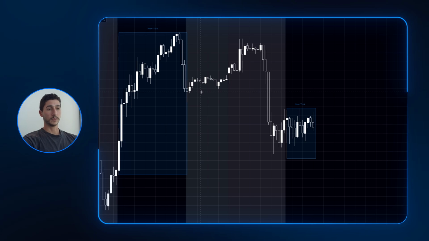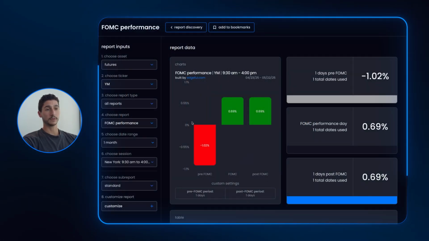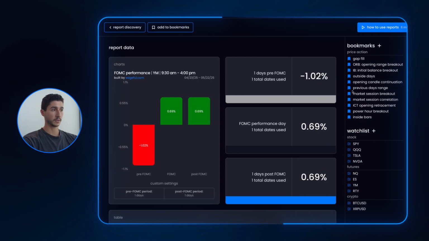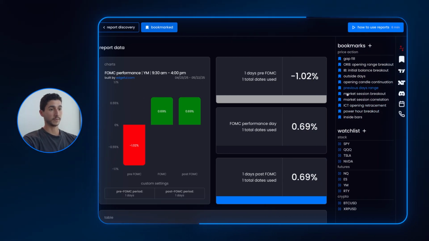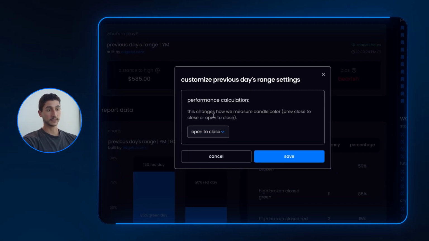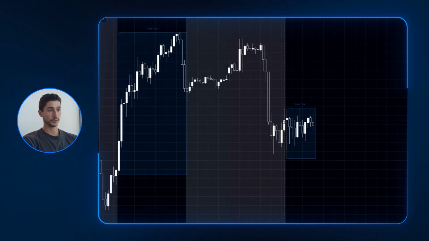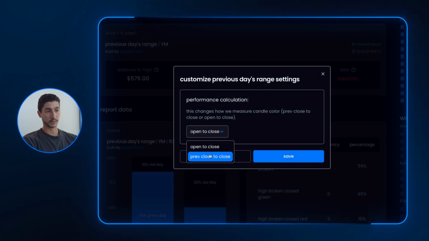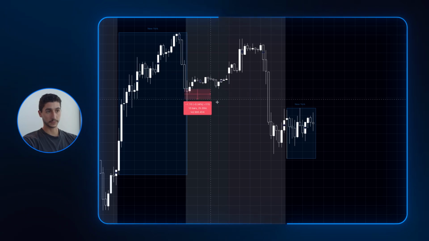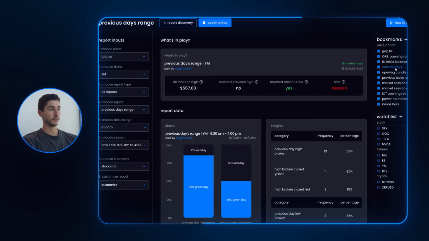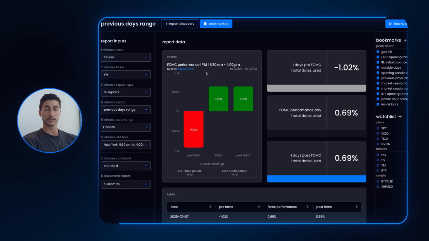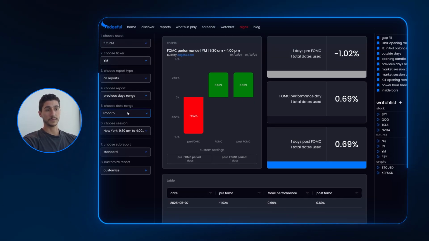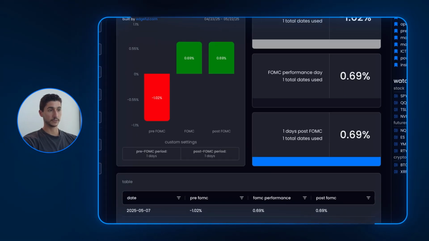The important piece is that we have different customizations that you can pick. So for example, in this case, it's from the previous close to the close. For some of the other ones, like if you go to previous day's range, you can actually customize if you want to look from the open to the close, which would be from the open of the session to the close of the session, versus from the previous close to the close. It is very important that you understand how that works, because that's going to impact this performance, of course.